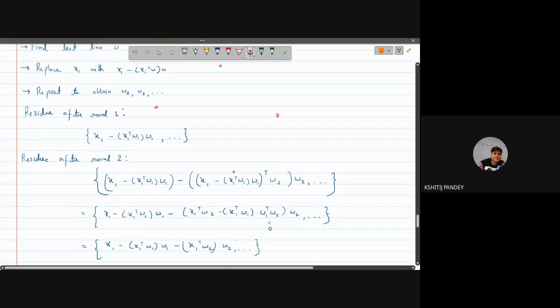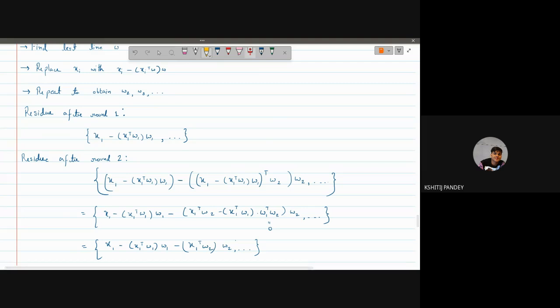Okay, so let's see what's happening after each round. After round one, this is your data point, and this is the proxy point. We are subtracting the proxy from the original data, so this is the error after round one. Now treat all these as data points, and find the best fit line for them. After round two, what will happen?